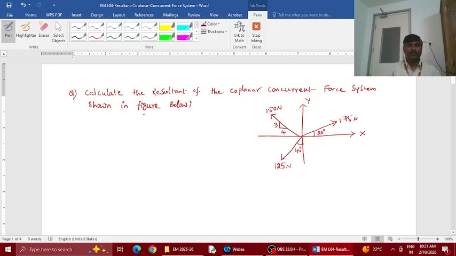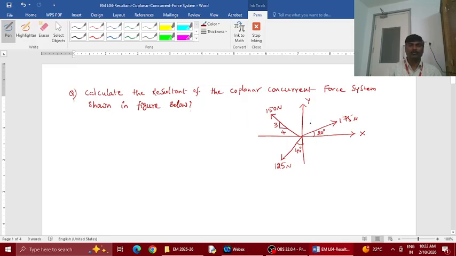In this session we'll try to solve a question on resolution. With the help of resolution, we'll find the resultant of a coplanar concurrent force system. Let us see how we solve this question. The question says: calculate the resultant of the coplanar concurrent force system shown in the figure below.